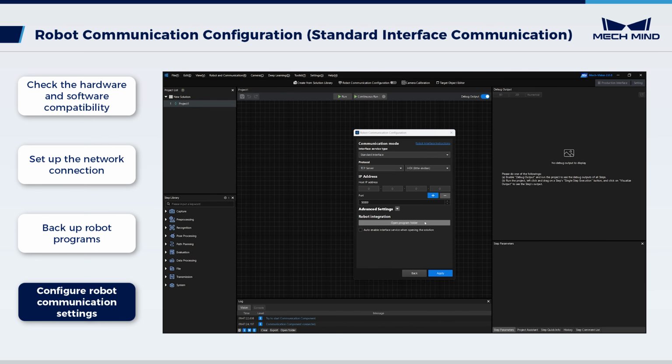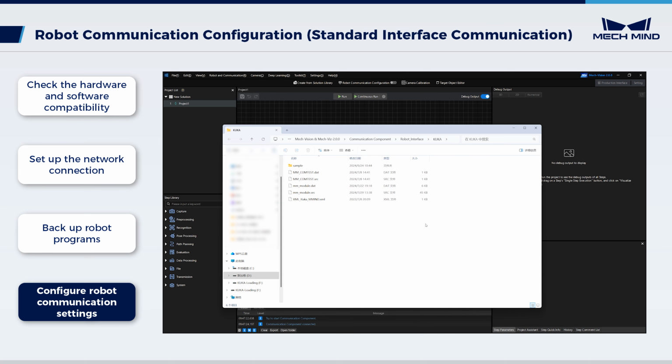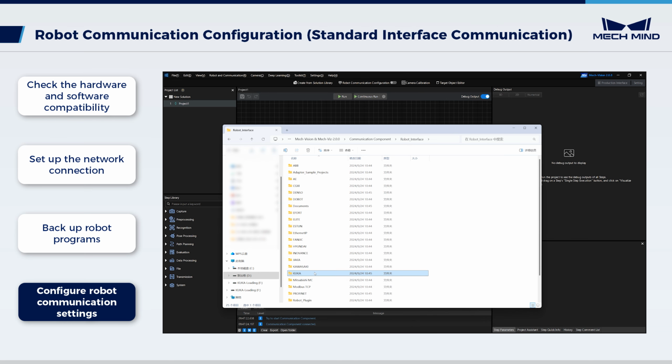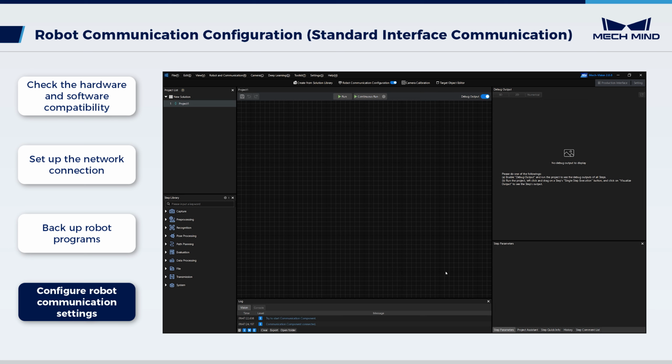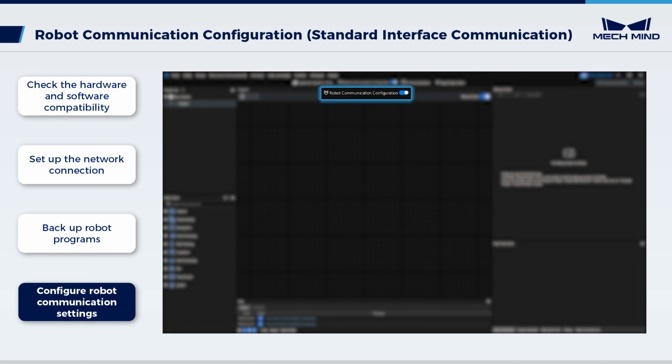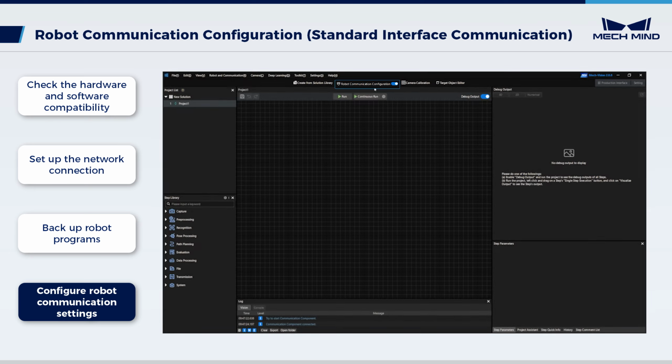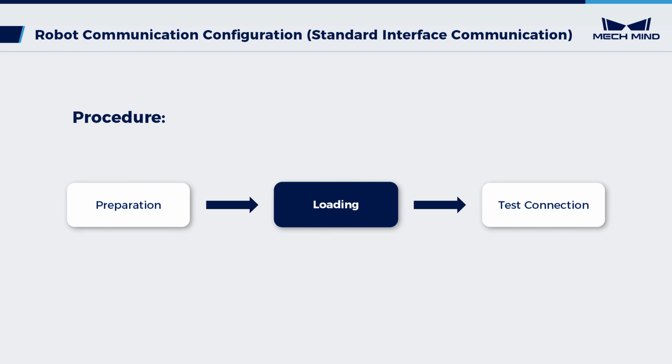Click Open Program folder to find program files. Copy these program files to the flash drive. Click Apply. On the Mech-Vision interface, the robot communication configuration switch has turned blue. The above are all preparation for loading. Now, it's time to load the program files.